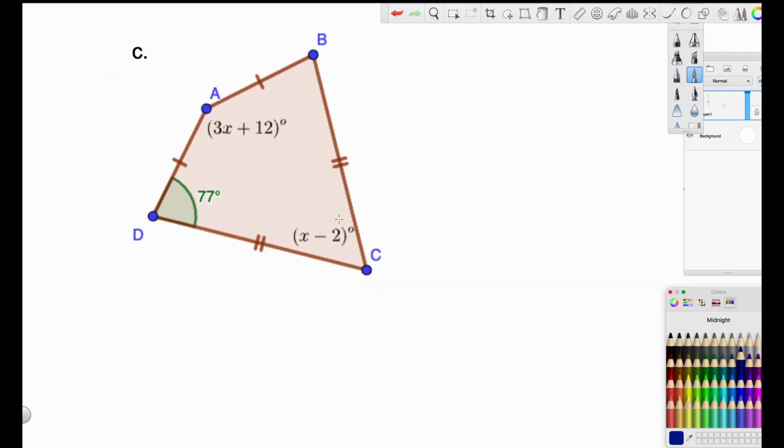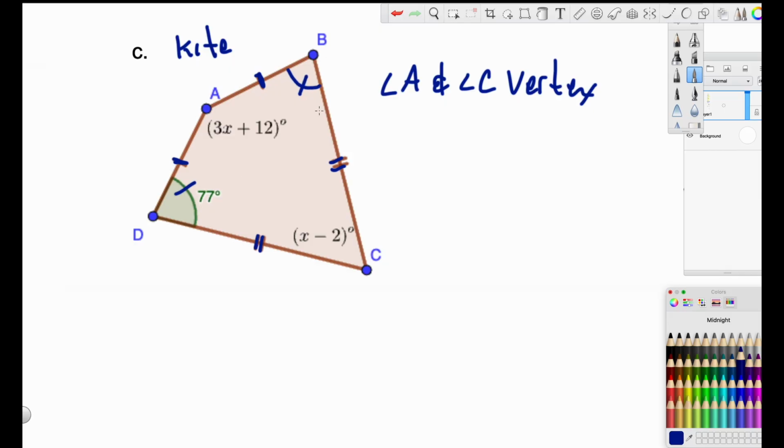Okay, so let's take a look at this next one. I see I've got congruent sides that are adjacent. I've got two pairs of them. This makes this a kite. Okay, so the two congruent sides at A and C are the vertex angles. A and C are vertex angles, because that's where the congruent sides come in. So the non-vertex angles are B and D, and these have to be congruent, because that's a property of a kite. So this is also 77 over here.